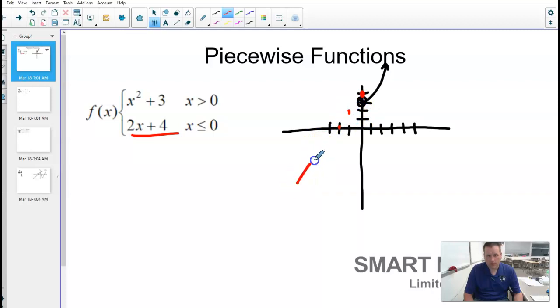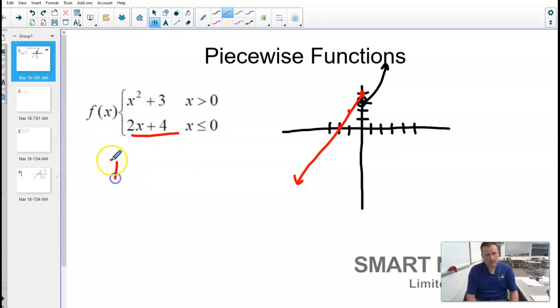So this part is here, and I'm going to stop right there because I don't want this part here. I don't need that part at all. This does keep going this way. And that would be the graph of this piecewise function. It's made up of two different parts.